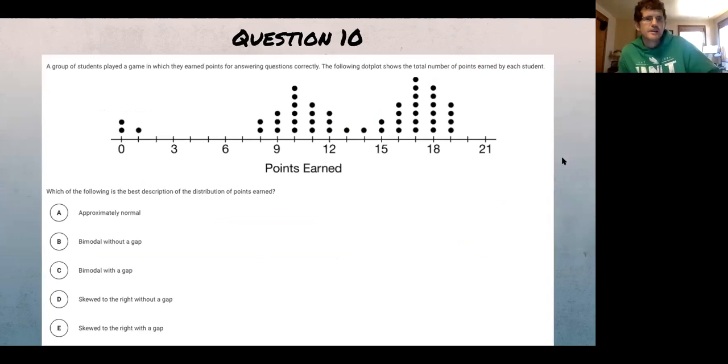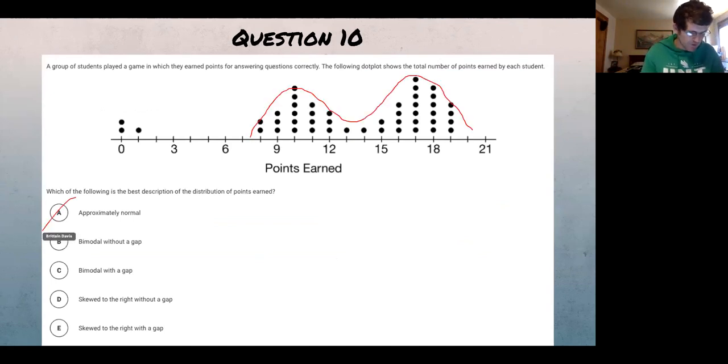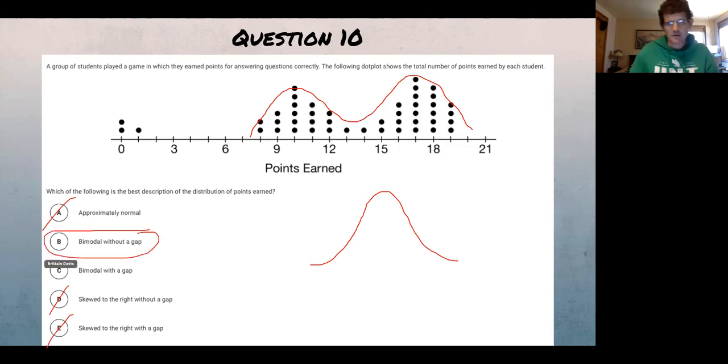A group of students played a game in which they earned points for answering questions correctly. The following dot plot shows the number of points. So basically they just want a quick description of this. So pretty clearly, I think we agree that it's bimodal. I would not call it normal. Normal means unimodal and symmetric, and that's going to be very obvious in the next unit. So it's not normal. Bimodal without a gap, bimodal with a gap, skewed to the right, and so on. So I'm not going to talk about that one too much. We should all agree with that.